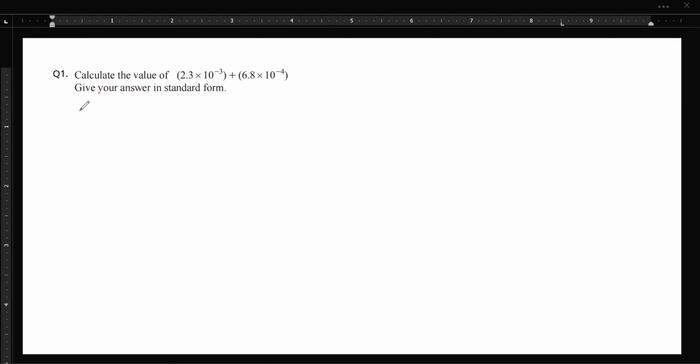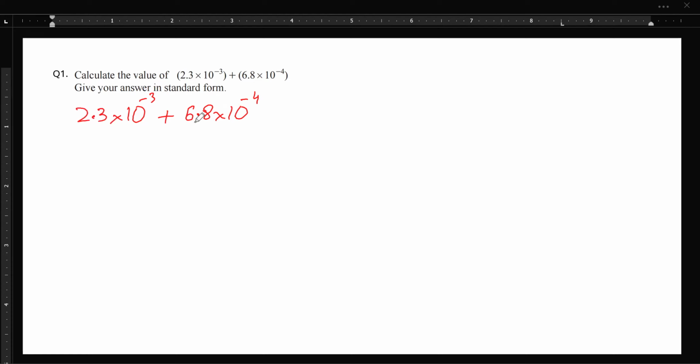It says 2.3 times 10 to the power minus 3 plus 6.8 times 10 to the power minus 4. Remember, whenever they ask you to add or subtract two standard forms, the only possibility is if the two powers are the same. If the powers are not the same, we cannot add the two numbers. But the question is how we can make them the same.